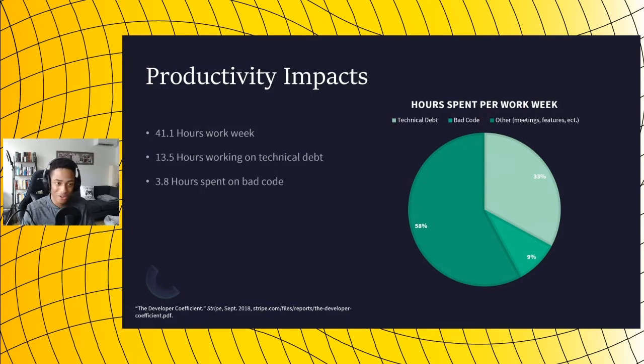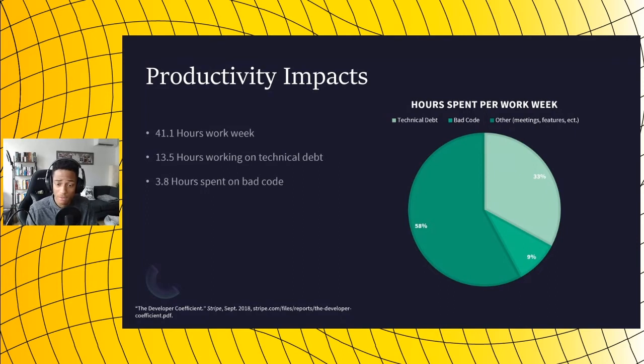And as we jump to our last point, 3.8 of those hours is spent on bad code. Now, if we shift over to the pie chart over here to the right, we can see that 13.5 hours is actually 33% of our work week, and that's spent on technical debt. And that 3.8 hours you're spending on bad code is 9% of our work week as well.